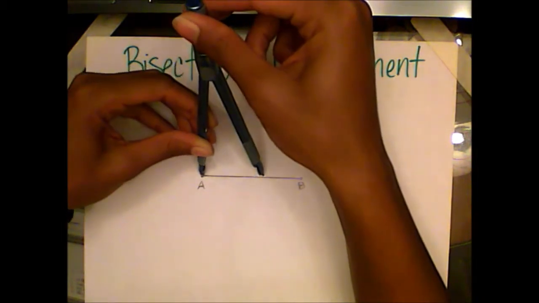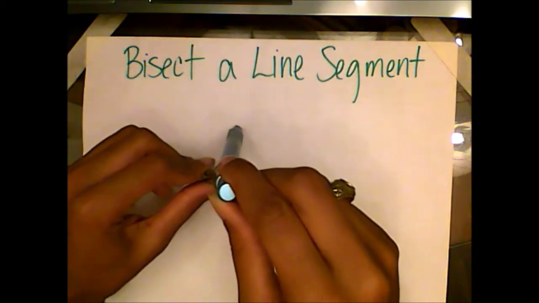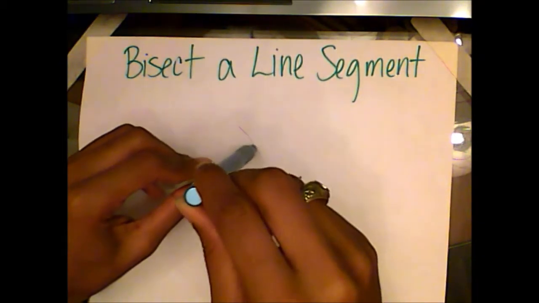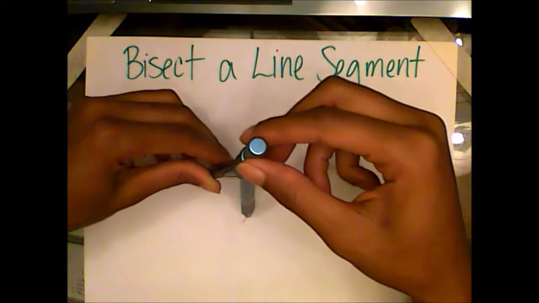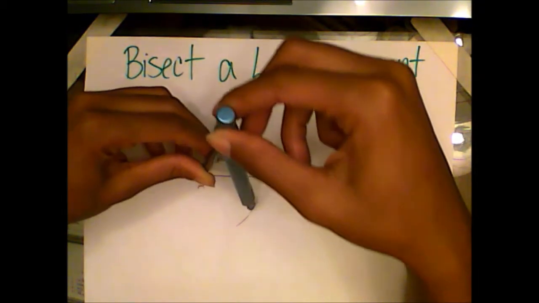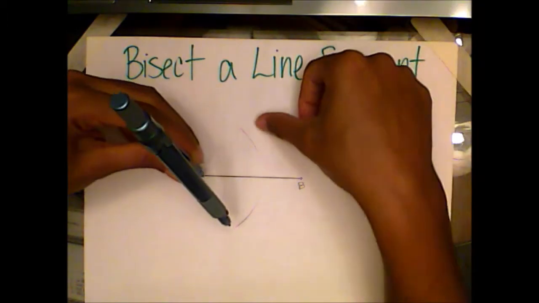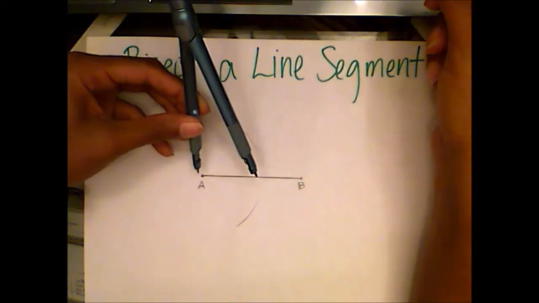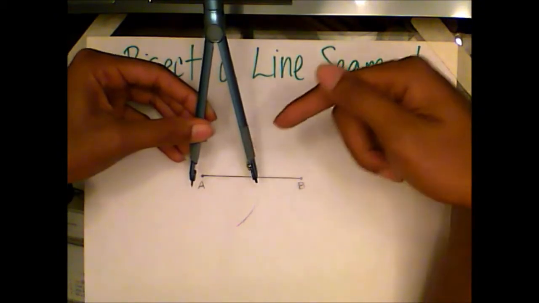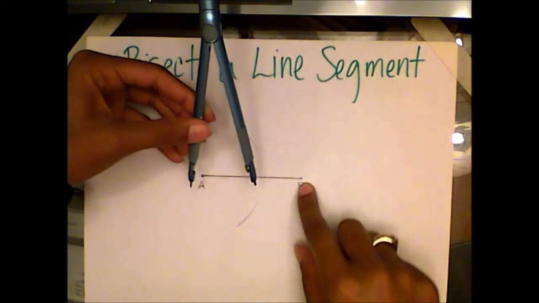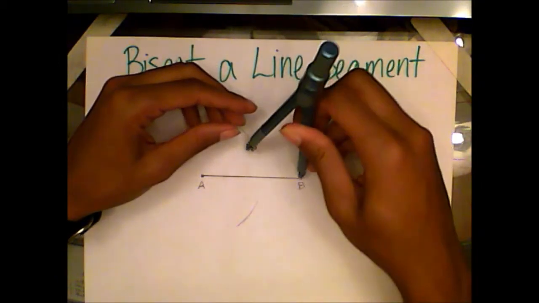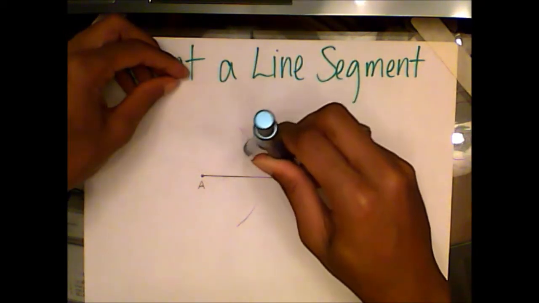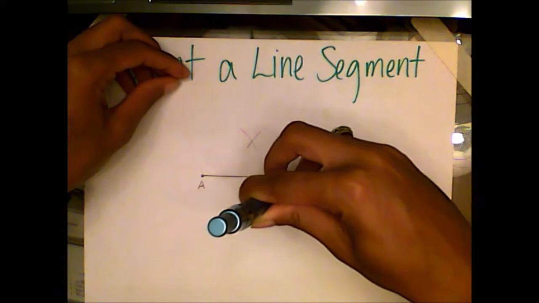Then you want to draw an arc above, and you want to draw an arc below. After you draw those two arcs, lift your compass, leave the legs the same distance apart, and this time make B your center. Put the pointy part of the compass inside B, and do the same thing: make the arcs on top and below.